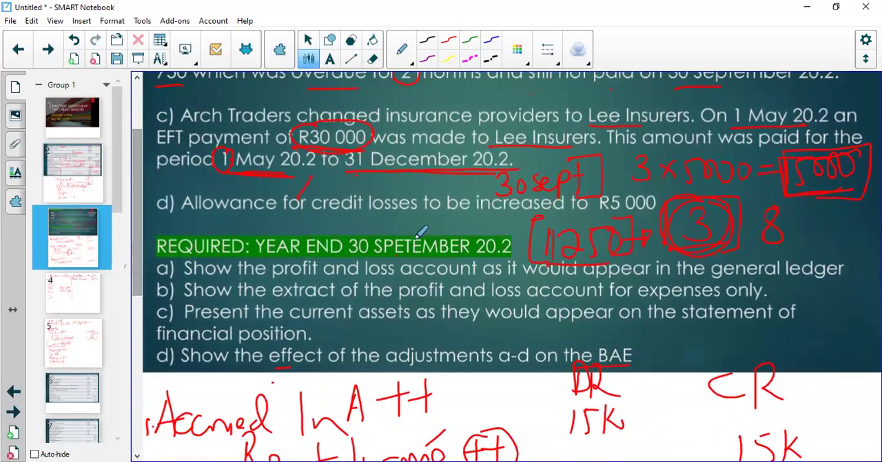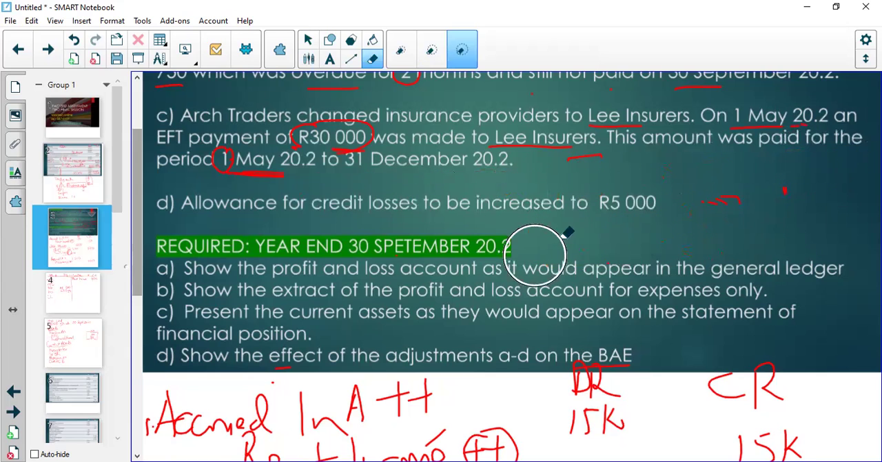So the allowance for credit losses should be increased to 5,000. Credit losses is a credit balance. An allowance for credit losses is a credit balance. So to increase something with a credit balance, you have to credit it with the difference, right?